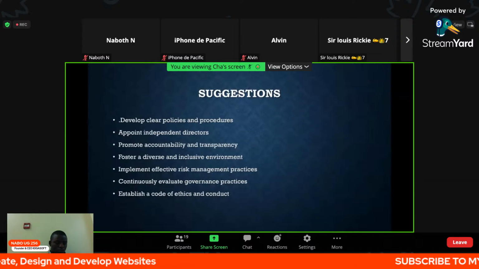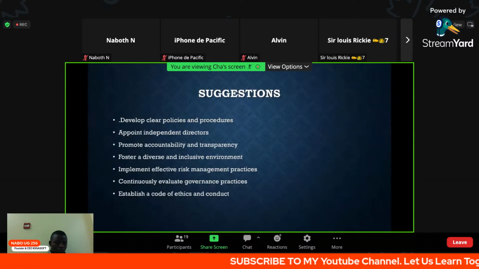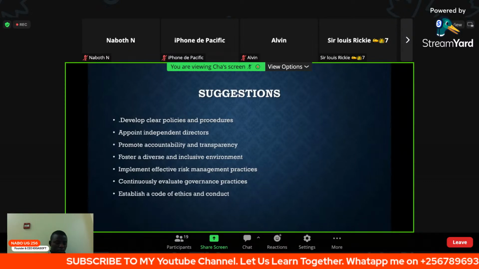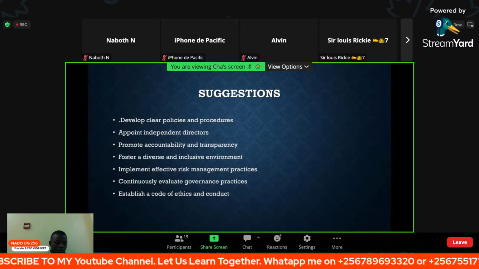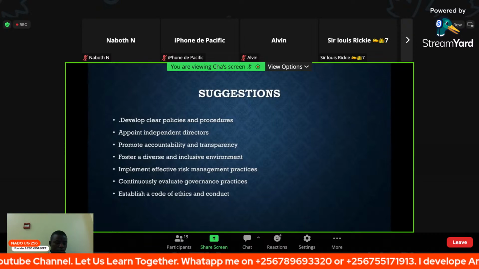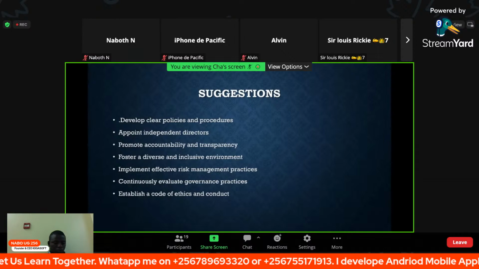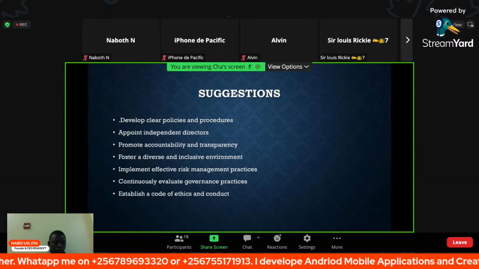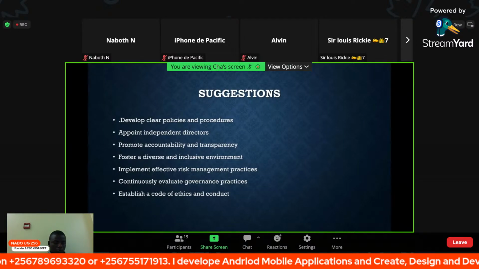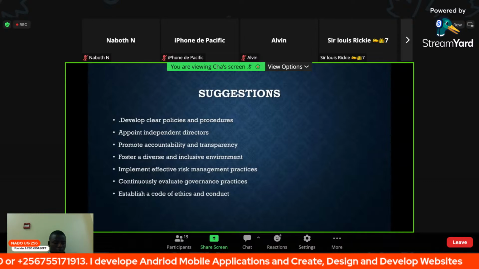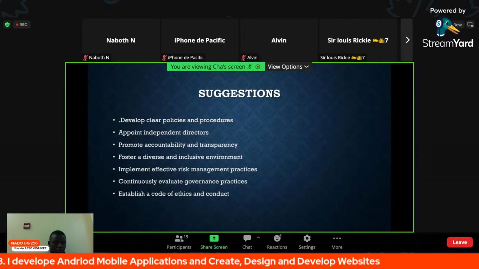For a company to succeed in corporate governance, when you develop clear policies and procedures, this helps to ensure consistency and transparency in governance policies. Because without transparency in anything, governing a company will be very hard.